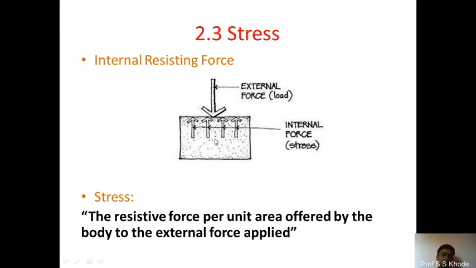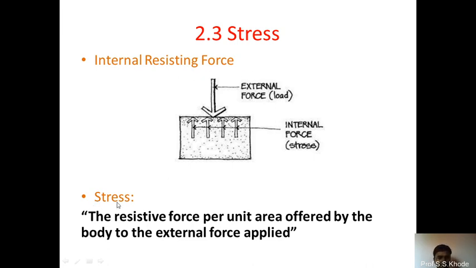The object is placed over the floor or some other supporting material, supported by the ground. Now when we apply any external force, the body offers an equal and opposite reaction to that force. That reaction, the resistance offered by the internal material to the external applied force, the force set up in the body, is called the internal resisting force.